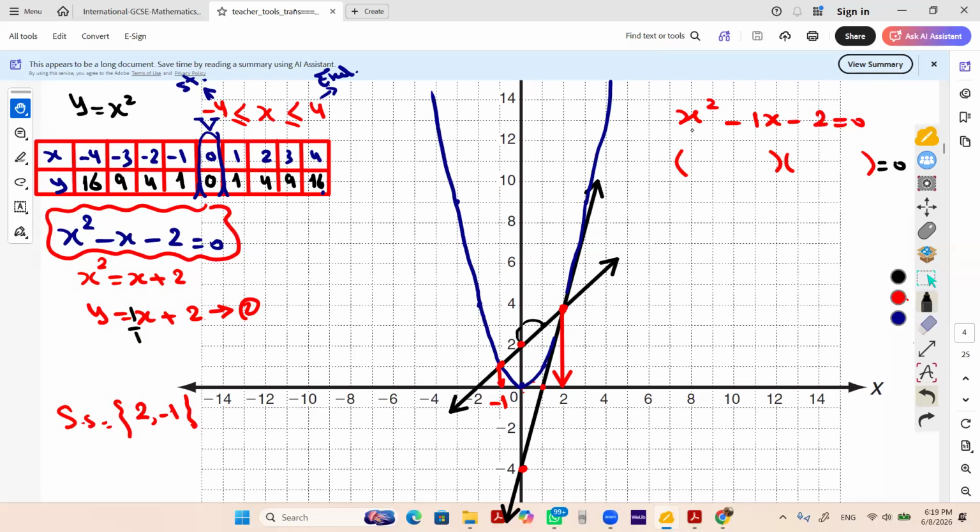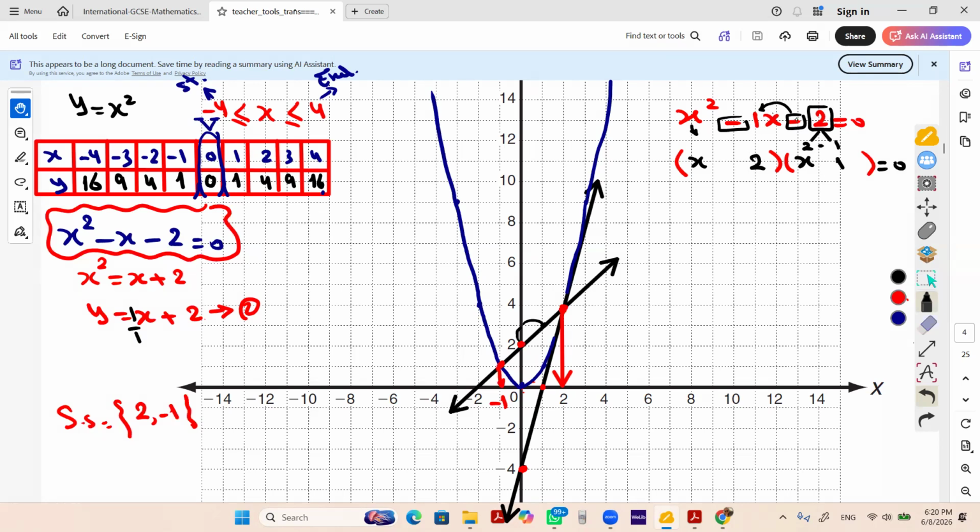Equal 0. Now x squared means what? x and x. In this case, we have to use your mind. What are the numbers that multiply together to give you 2 and whose difference gives you 1? 2 and 1, very good. And the difference between them, 2 minus 1, gives you 1.